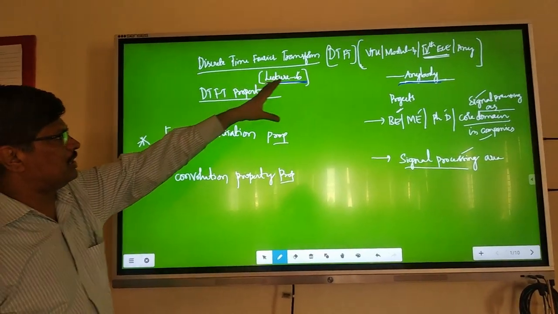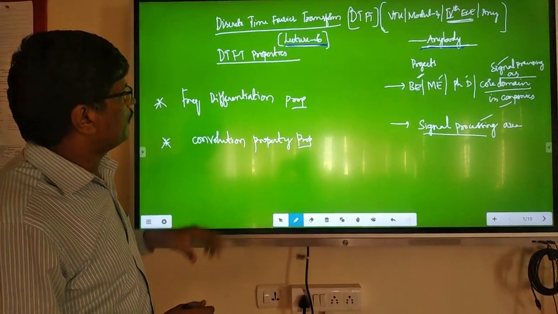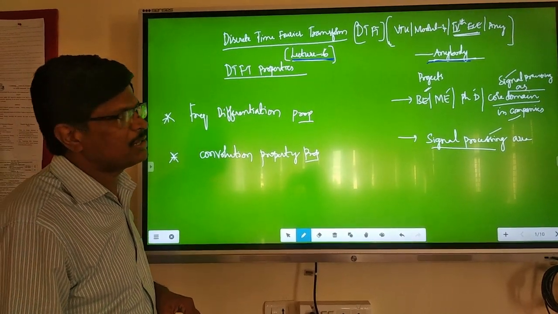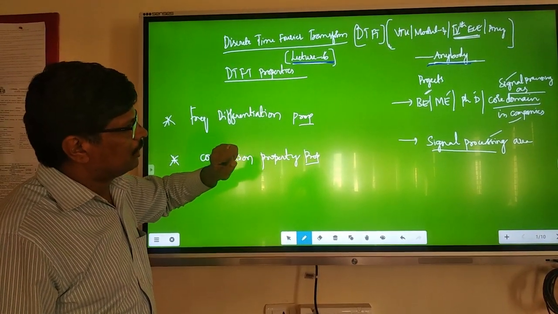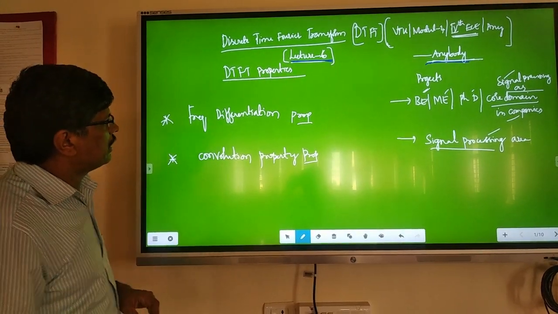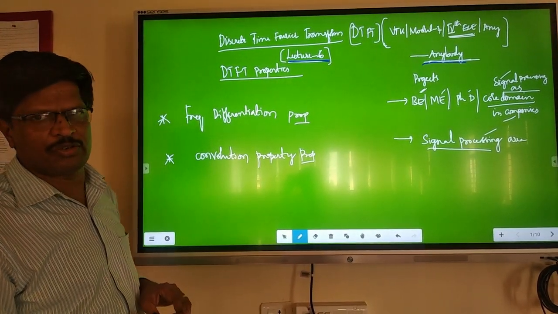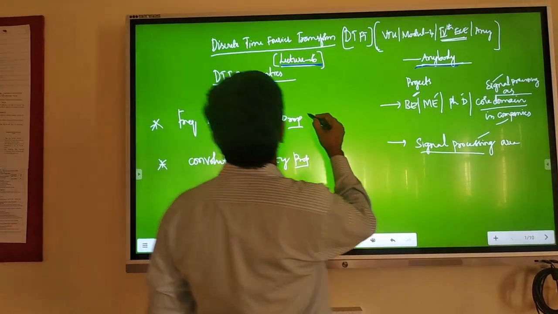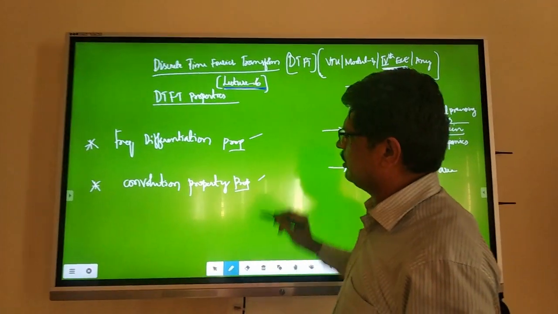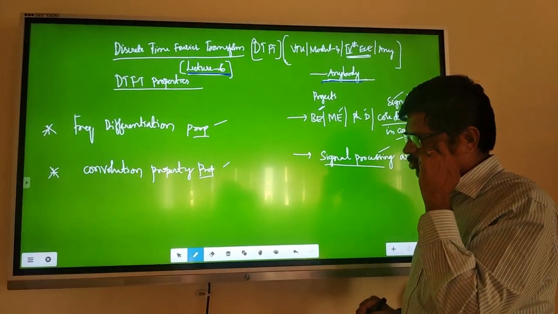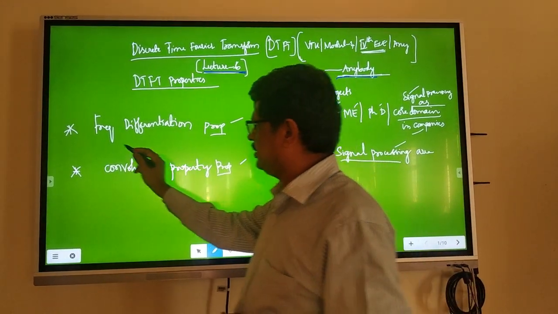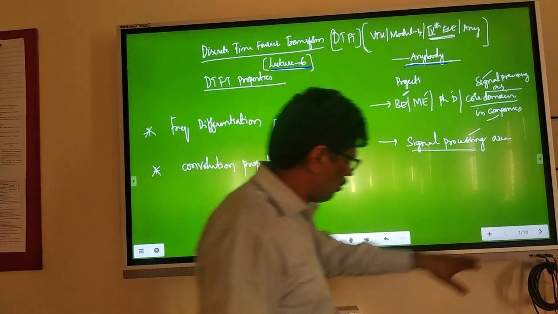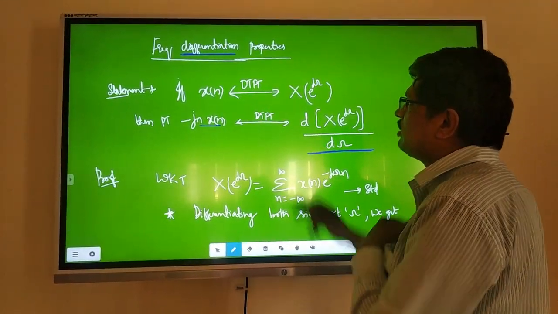In the last sessions, we have discussed the DTFT of signals and other properties, for example the linearity property, time shift property, and time scaling property. Today we will discuss the frequency differentiation property and the convolution property, two very important and beautiful properties. Let me see them one by one.